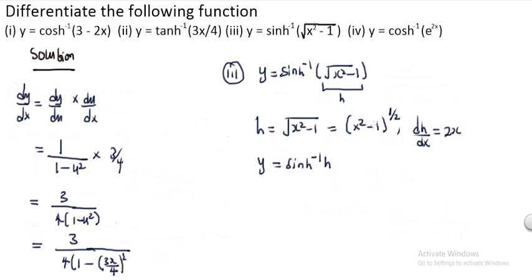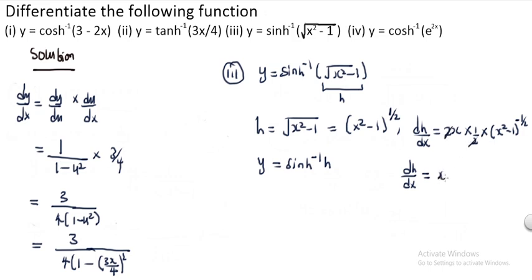If I'm differentiating minus 1, it becomes 0. So differentiating it as a whole, this power half comes down. So it will be times half times open brackets. The brackets will still be there, x squared minus 1, and then to the power minus half. So dh over dx will be equal to, this cancels out this.